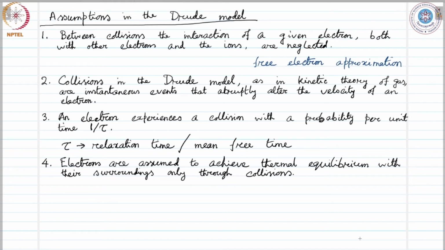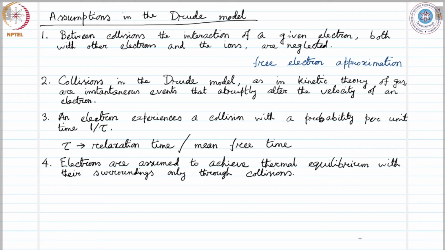The collisions are assumed to maintain local thermodynamic equilibrium in a simple way: immediately after each collision, an electron is considered to emerge with a velocity that is not related to its velocity just before the collision, but it is randomly directed and with a speed that is appropriate to the temperature of the system.